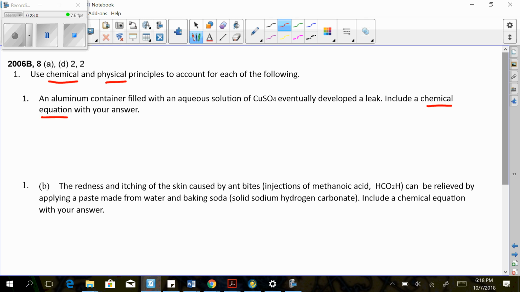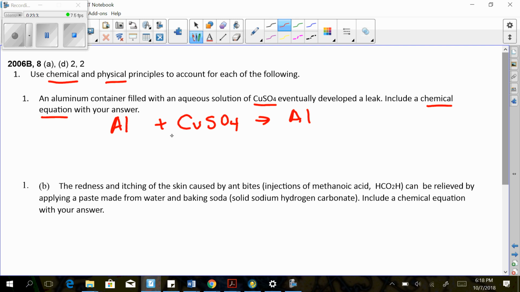In fact, in this one, it's worth the first point. So what's going on if you have an aluminum container and you react it with copper sulfate and it develops a leak? And so hopefully you've recognized that your aluminum is actually reacting with the sulfate.